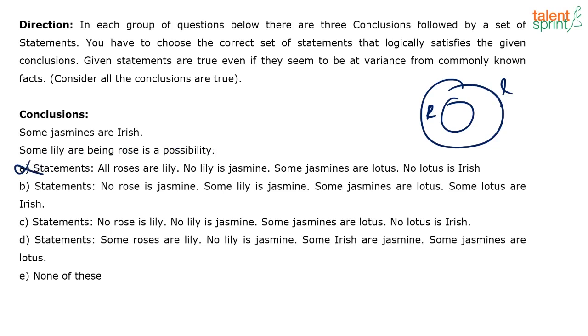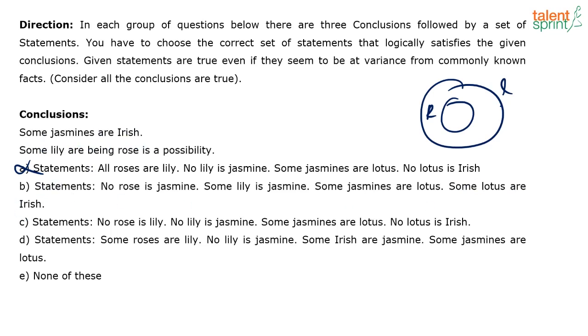Okay, now next one, what is given? No rose is jasmine, some lily is jasmine, some jasmines are lotus, some lotus are Irish. Now again, we need a conclusion here. Some jasmines are Irish. So to get this conclusion, I don't think with these statements we will be able to get it.